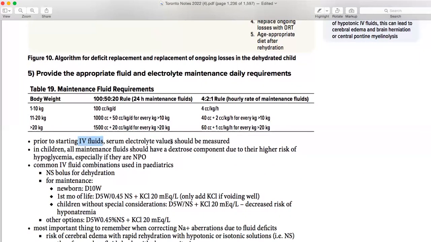Then you are going to start with the IV fluids. Serum electrolytes should be measured. In children, all the maintenance should have dextrose components due to their higher risk of hypoglycemia. They might present with hypoglycemia. So you have to start with the dextrose component, especially if they are NPO. Say the baby was vomiting for so long and they didn't give any food. You cannot start with isotonic saline, because maybe you can put the patient into a more hypoglycemic state. So you have to start with dextrose, especially if they mention the patient is NPO.